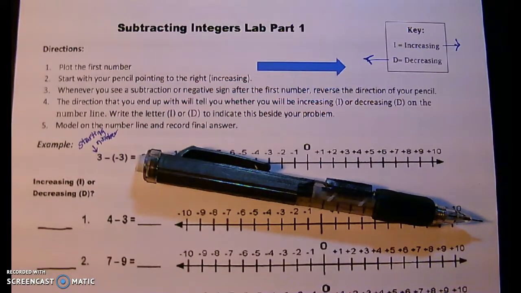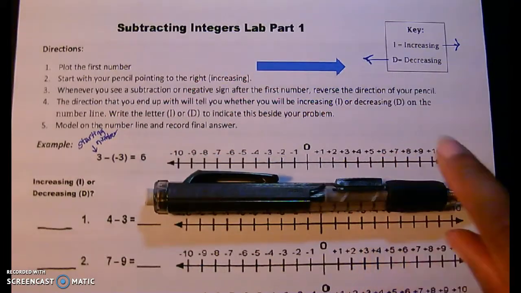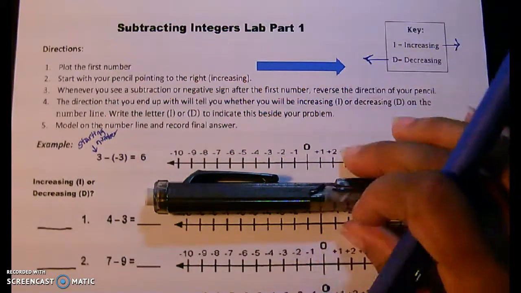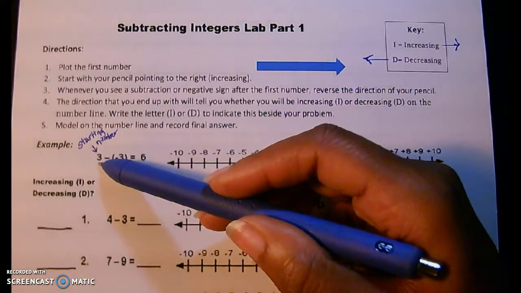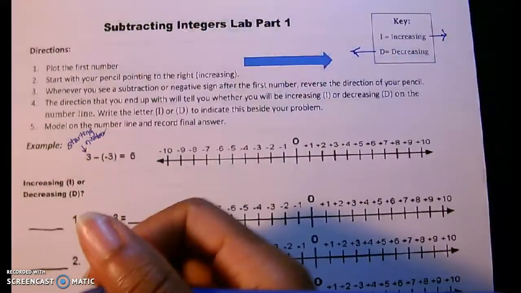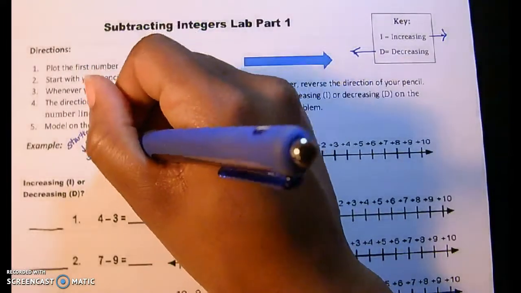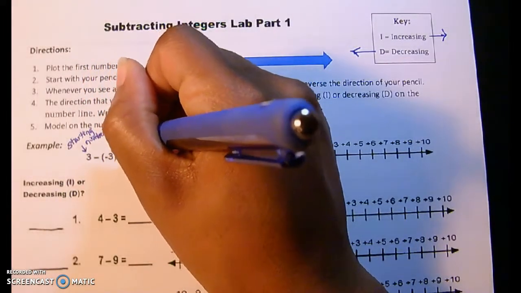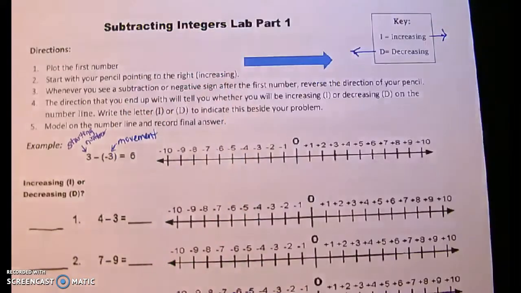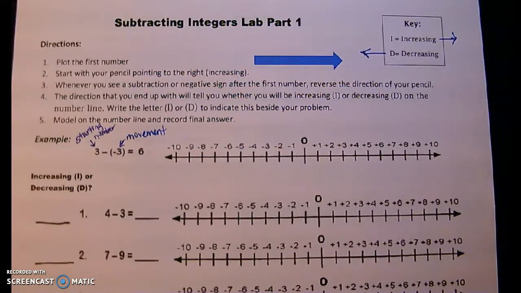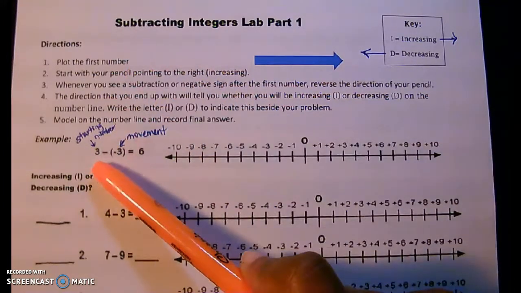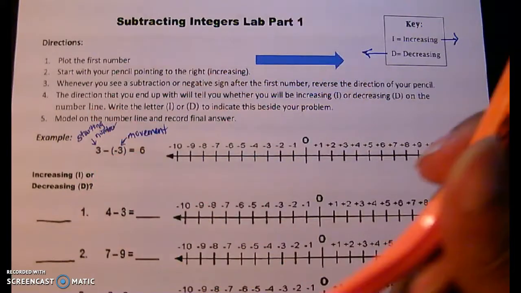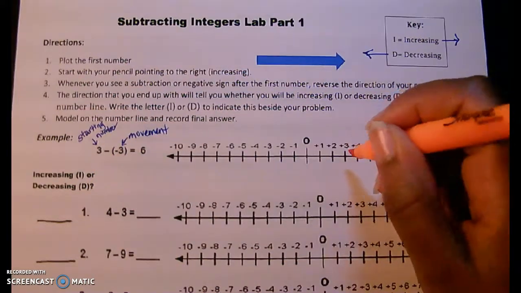Let's go ahead and practice with our first problem, our example problem. Before we get any deeper though, remember this is our starting number. Our starting number is going to be first. The second number is going to dictate our movement: what direction and how many times we move on the number line. So let's get started. The first thing I'm going to do is plot the first number. My first number here is 3, positive 3. So I'm going to plot that on my number line.